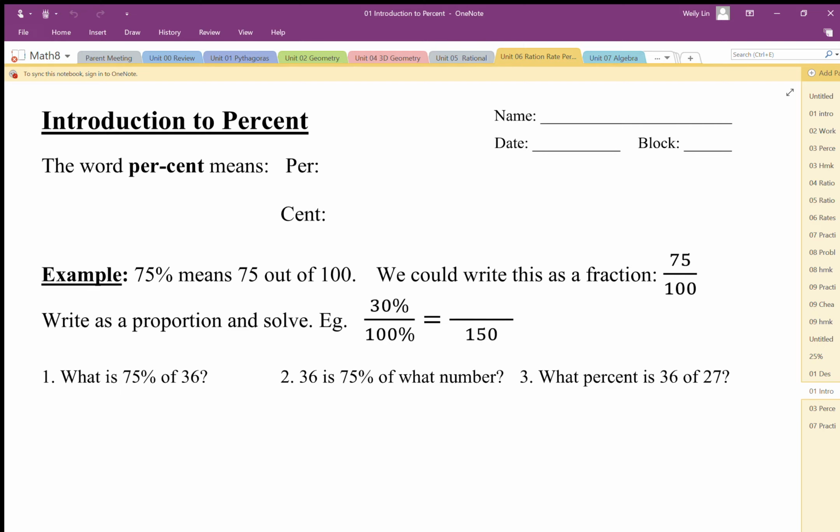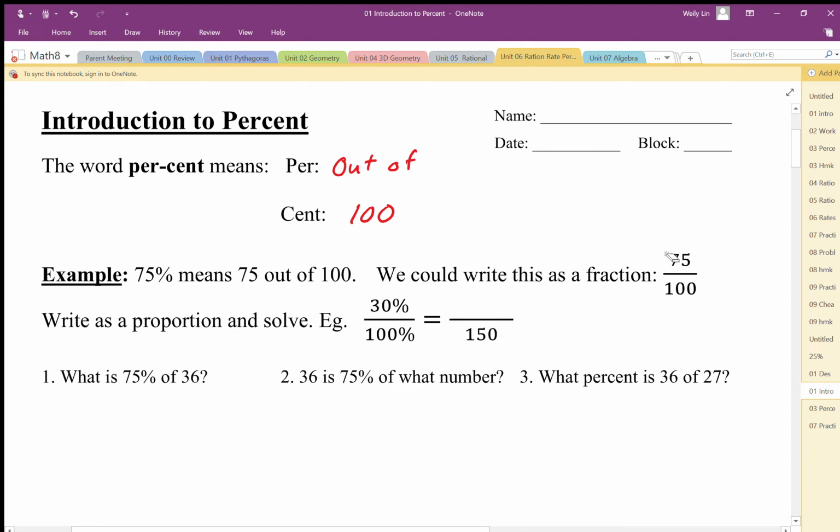We're going to be looking at percent, and percent literally means out of 100. So per is out of, and cent is 100. So we're looking at ratios out of 100. So 75% means 75 out of 100 parts. So 75 parts is my part, 100 is my whole. And we can write it as a fraction, 75 over 100.